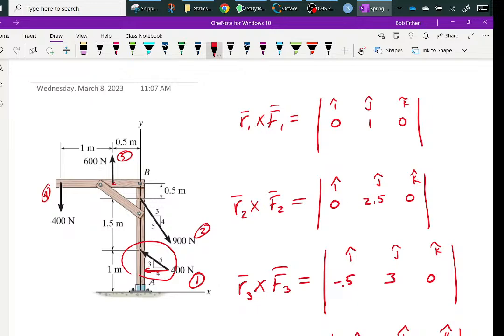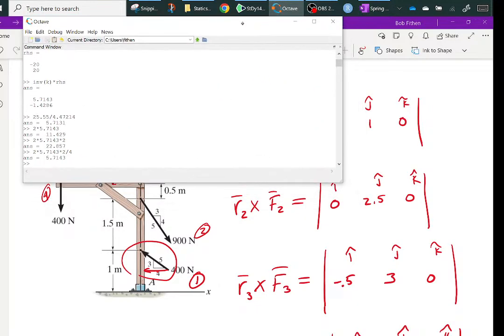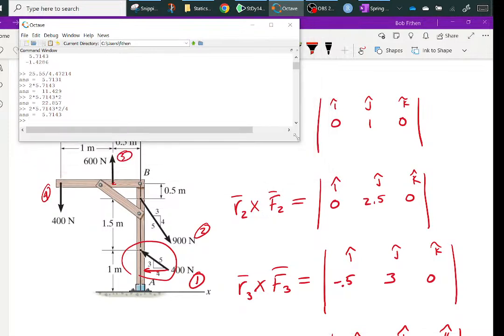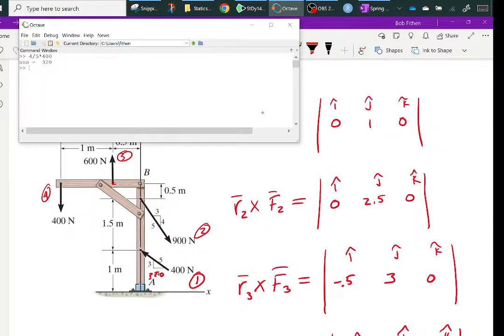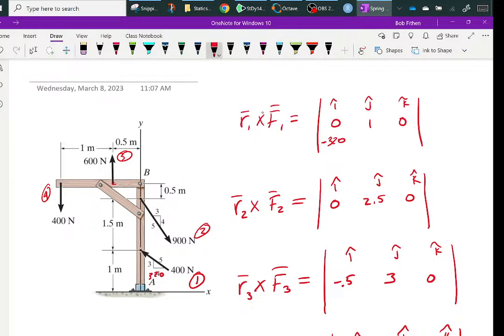I'm going to go ahead and put in the 320. So this is 320 moving back this way. 320. And then the other is going to be 240. So minus 320, 240, and 0.